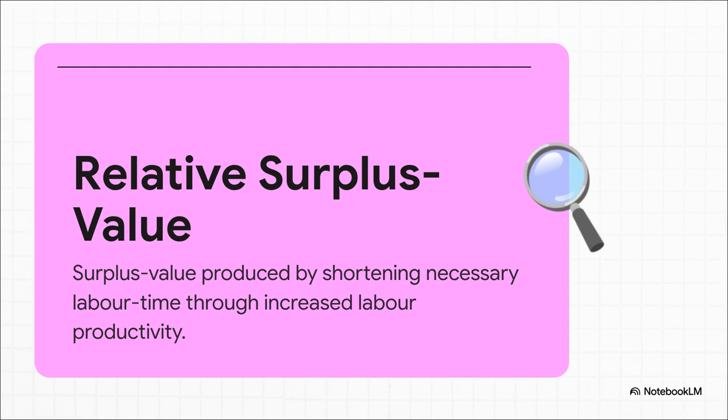Let's be precise here. You might remember that absolute surplus value comes from just making the working day longer. Relative surplus value, on the other hand, is about something different. It's about shortening the part of the workday the worker needs to earn their wage by making labor more productive.